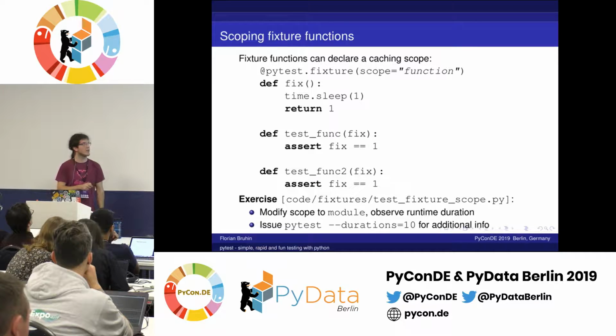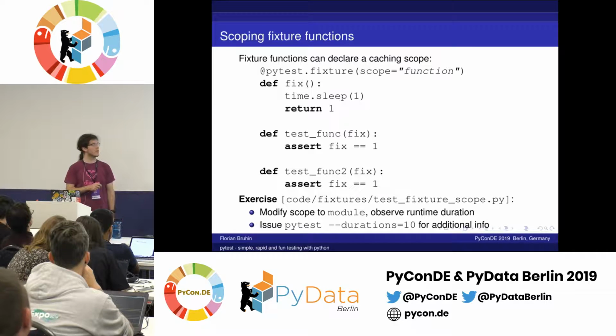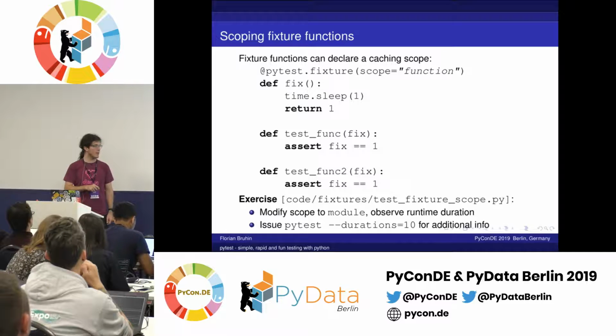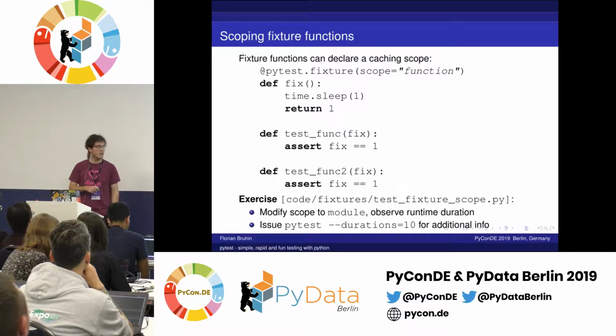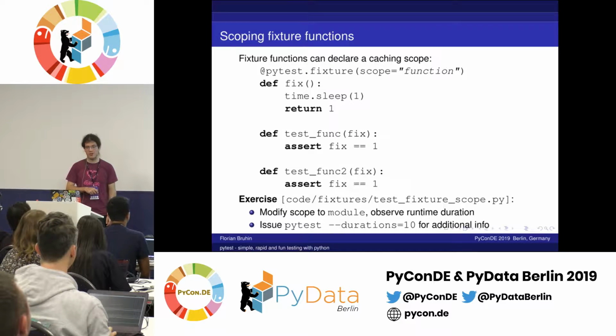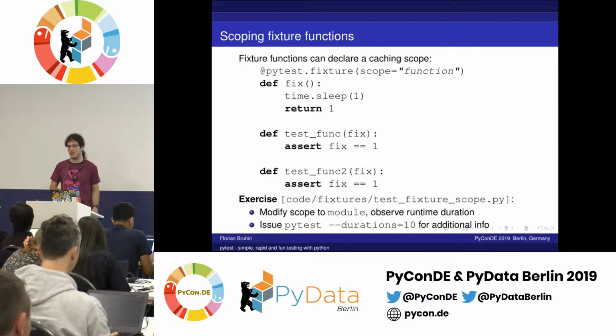In that fixture decorator, we can pass a scope, which is the caching scope. By default, that is function. So the value is regenerated, or the fixture function is called again for every test function. Now take a look at the test fixture scope file. Modify that scope to module, which means it is cached and just generated once per test module, and take a look at how the runtime duration changes. You can also use the durations argument for PyTest to get some additional info, how time is being spent.